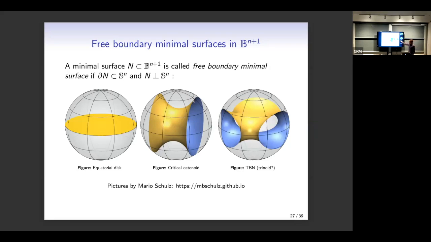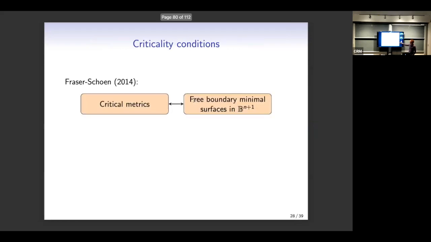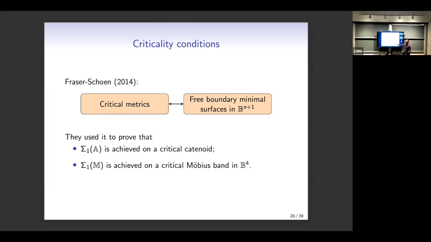All right, so that's the picture. The nice stuff about all this is you can show a lot of pictures for Steklov eigenvalues. And you have the criticality condition. So Fraser and Schoen proved the critical metrics correspond exactly to free boundary minimal surfaces in the ball. They proved that this catenoid I showed you is the maximizer for annuli. They showed the maximizer for a Möbius band, and it's some sort of Möbius band in B4.